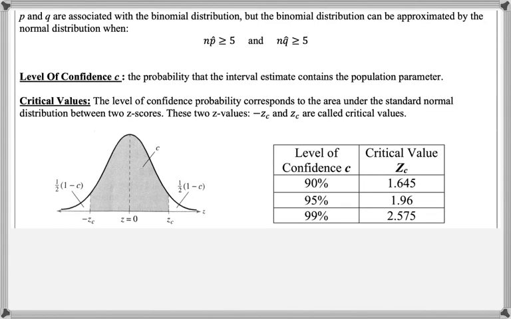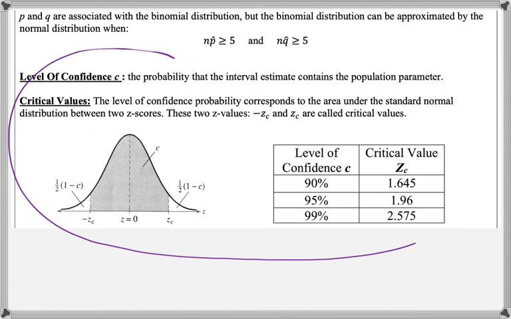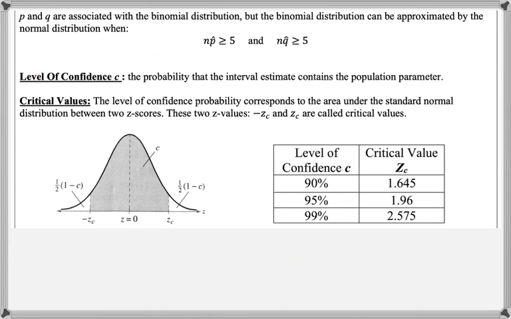P and Q are associated with the binomial distribution, but the binomial distribution can be approximated by the normal distribution when n times P hat is greater than or equal to 5, and n times Q hat is greater than or equal to 5. The definitions for the level of confidence and the critical values are the same as they were when we were working with the z-intervals.